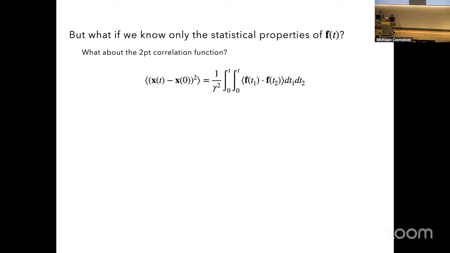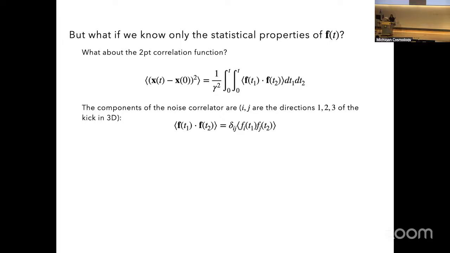Okay, so what about the 2-point correlation function? Can we say something about the 2-point correlation function of the noise? So for the 2-point correlation function of the motion of the particle, I need to know the 2-point correlation function for the noise term. If we're in 3D, I can write this like this here, because it's three dimensions of space, because that's the dot product that I have here.